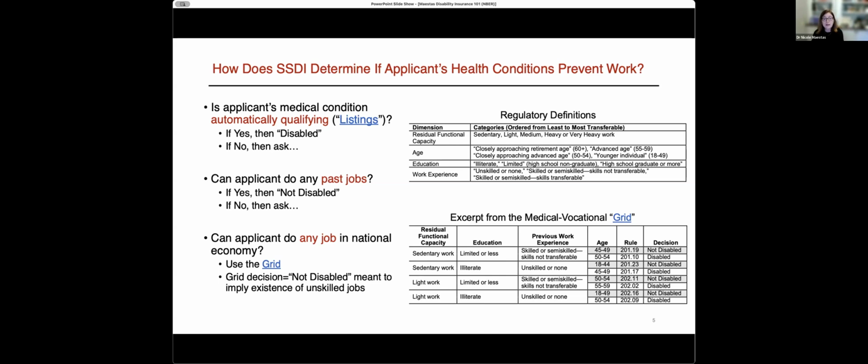Okay. And there's been a lot of research and policy talk around what can we do with the grid? I've argued that the grid is just too blunt of an instrument. It really doesn't tell us much about an individual's work capacity, or what jobs might be available to them in the economy. And maybe there are other countries that do it differently. But nonetheless, this is how it works.